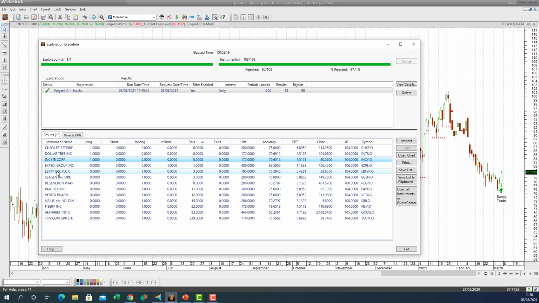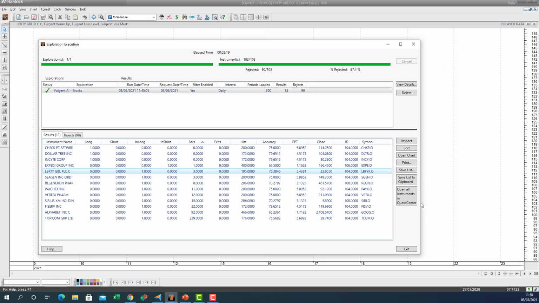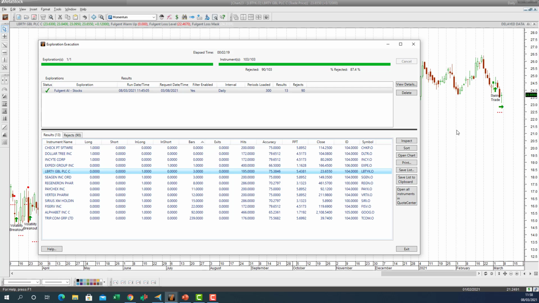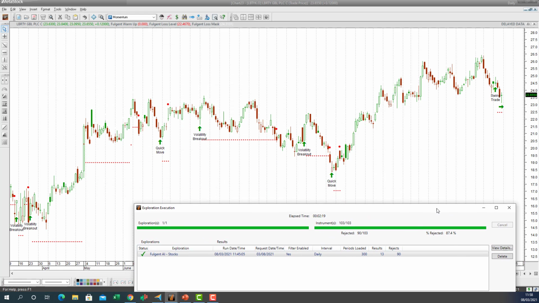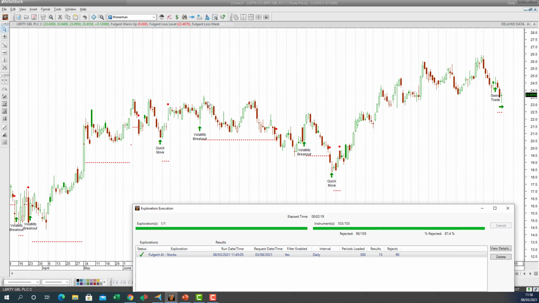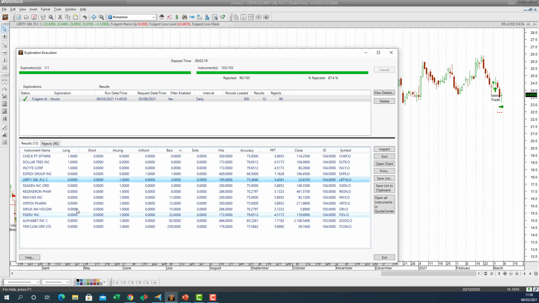Then Liberty here is in a long, but it's 3 days into a trade. We can see there 3 days into a trade, 75% accuracy, 195 times in the testing period. So this looks like quite a profitable trading strategy. There we go. We can see plenty of trades, lots of volatility and quick moves. So it's a fantastic instrument to trade using the AI.